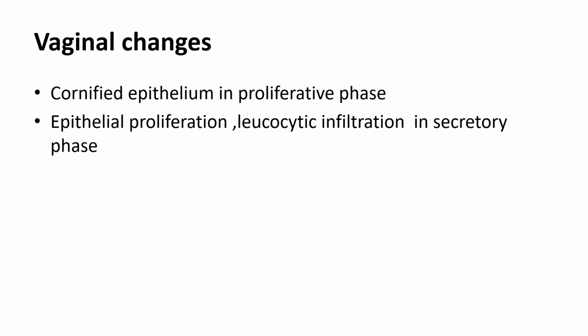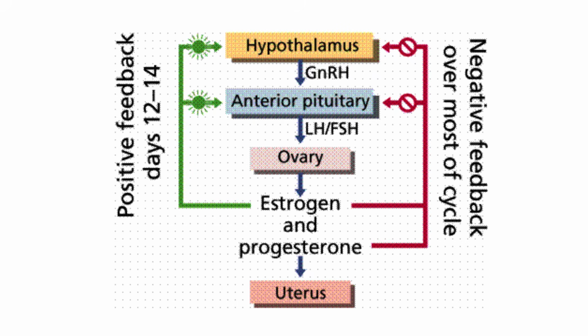Coming to the vaginal changes, the epithelium becomes cornified during the proliferative phase, that is under the influence of estrogen, and there is leukocytic infiltration as well as epithelial proliferation in the secretory phase. Now coming to the hormonal regulation of the menstrual cycle, we have to primarily know the hypothalamo-pituitary-ovarian axis. So first of all, the hypothalamus is the one which secretes GnRH, and it doesn't secrete it continuously, it secretes it in a pulsatile manner.